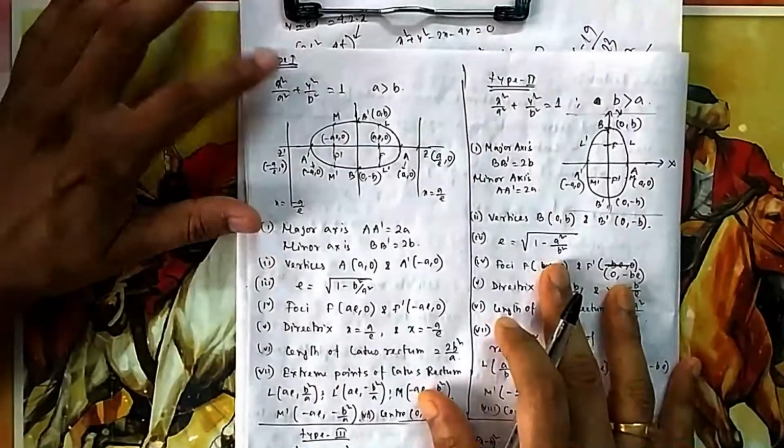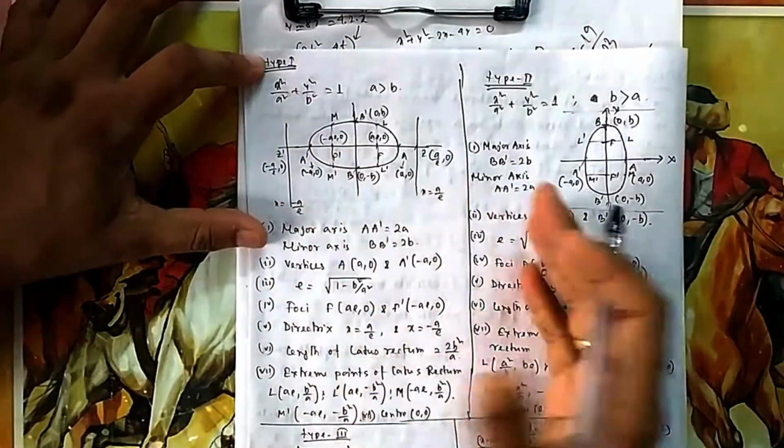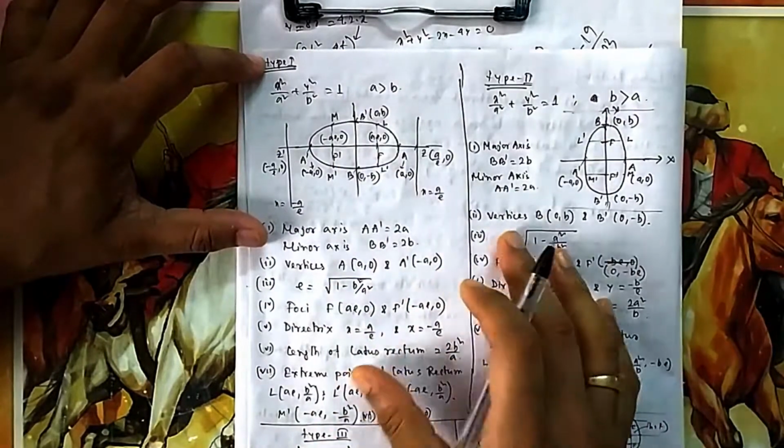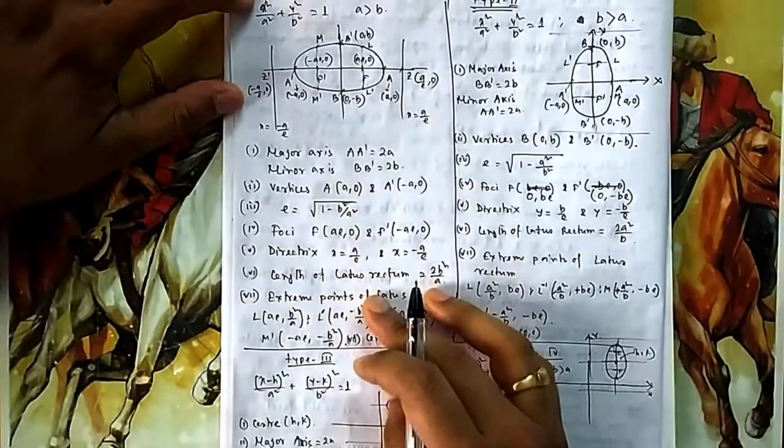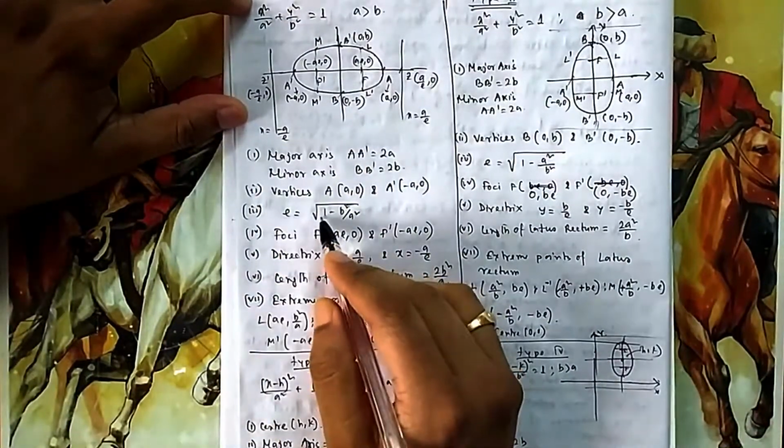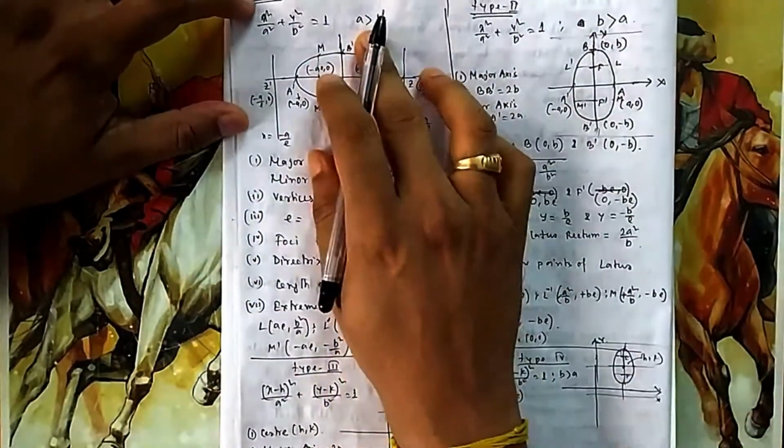So different types of parabola ellipse we have seen. First this type only we have seen. So here we will explore all other 3-4 types, which are the same, only an extension of this one. So this one, all formulas we have seen. One additional formula you remember: 1 minus b square by a square. Here a is greater than b.